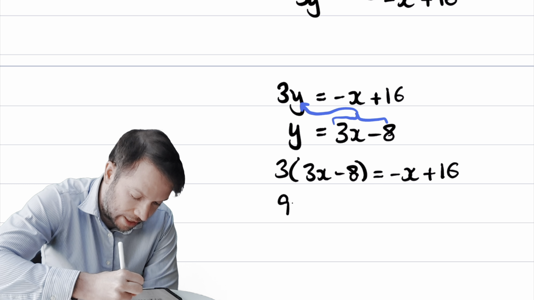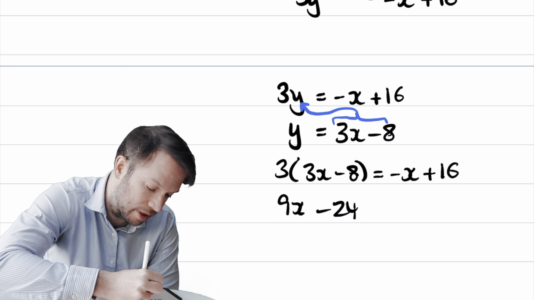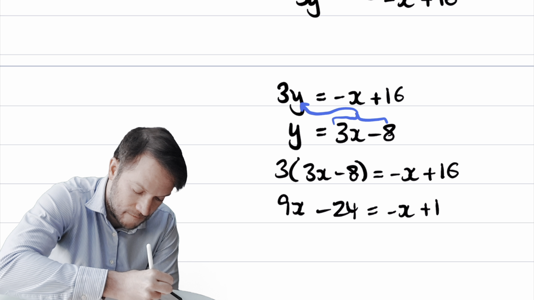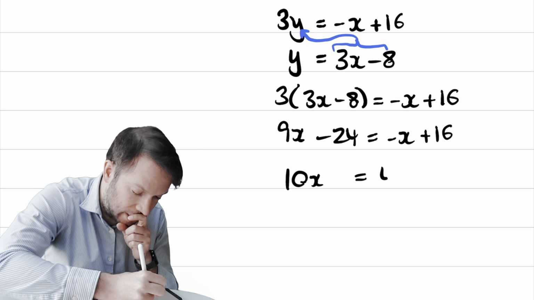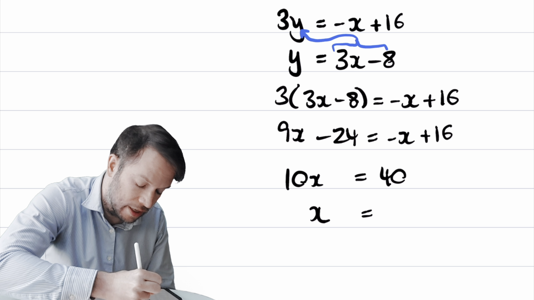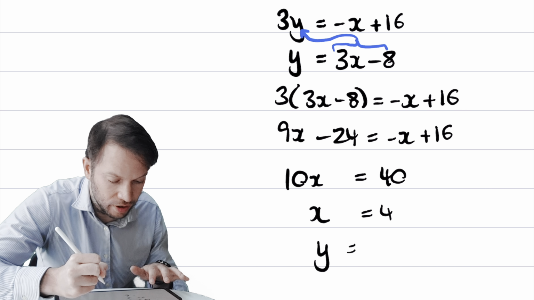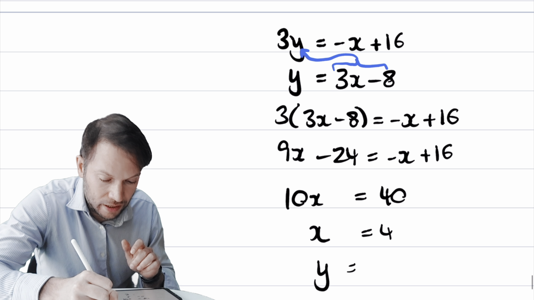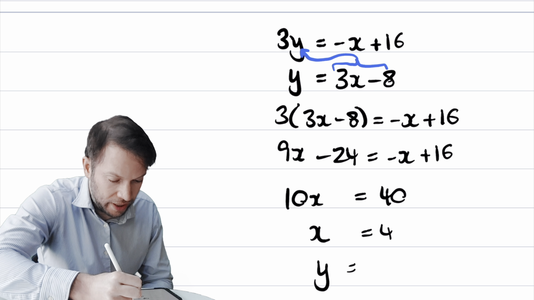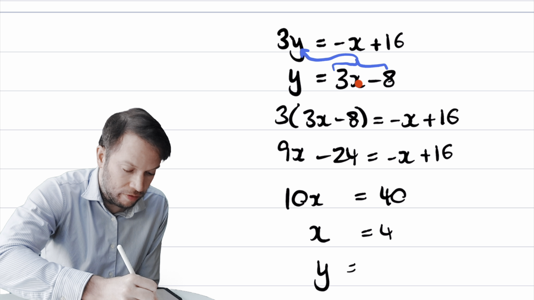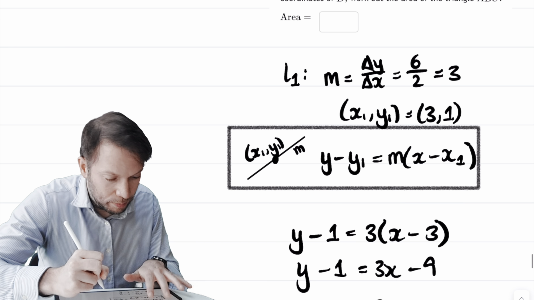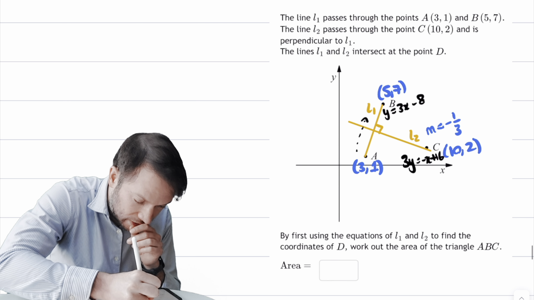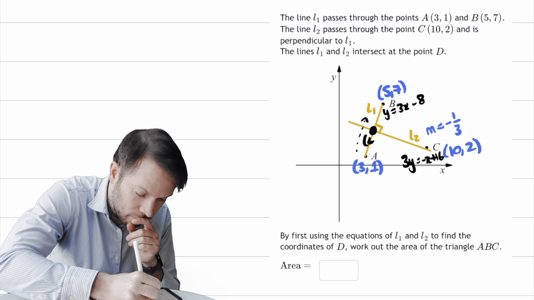Let's expand out the bracket. 9x minus 24 is minus x plus 16. So 10x is equal to 40, and so x is 4, that's nice. And then we can work out the y as well. So y is 3x minus 8, which we can see here. So we're going to get 3 times 4, which is 12, minus 8 is 4. Oh, so it's 4, 4. Lovely. So we've now got the point of intersection. This point of intersection here is just 4, 4.